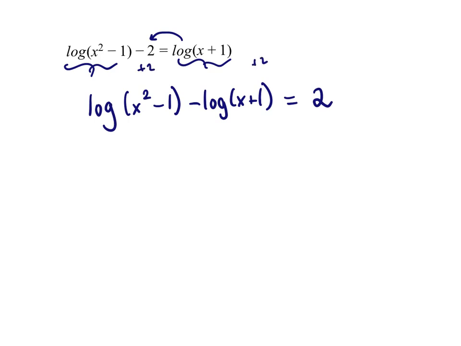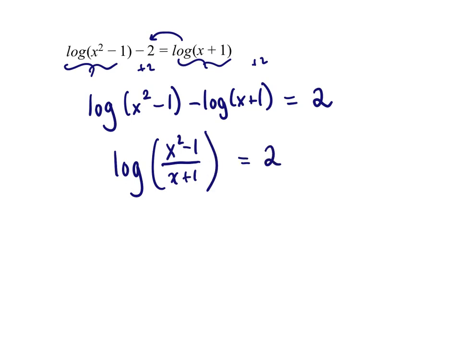And again, the reason if you only have some terms with log, we get them on the same side, is so we can combine them. So this will be log of x squared minus 1 divided by x plus 1, because it's subtraction, equals 2. So now I can change it to exponential form, and you may also notice inside the log, we have something that factors and actually will work out really nicely. So if I switch it to exponential, it's 10 to the second equals x squared minus 1 over x plus 1.